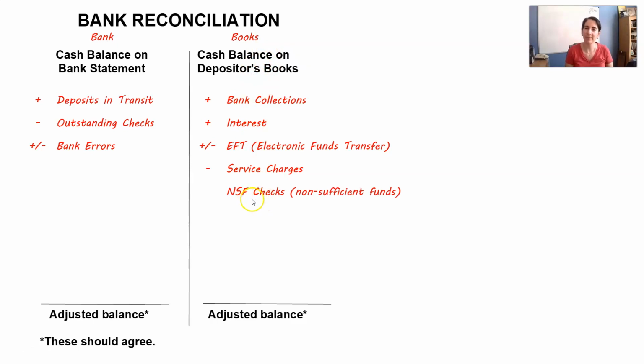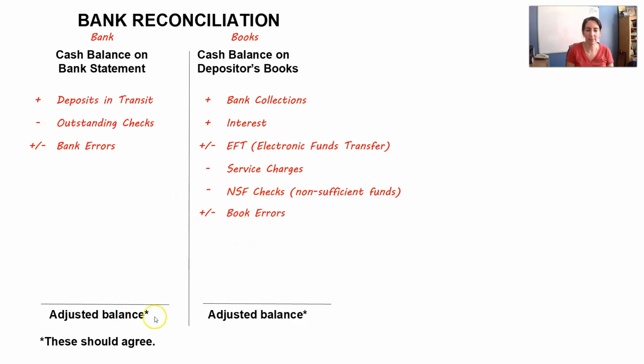NSF checks. NSF stands for non-sufficient funds, which is a bounced check. Somebody wrote a check to you. It was no good. You deposited it. You thought you had the money. It went through the system and it bounced, meaning that there wasn't enough money in the account. So you went, oh, I thought Joe paid me. Joe's check bounced. I now have to subtract that from my records because I didn't actually get paid when I thought I did. And if there are any errors.